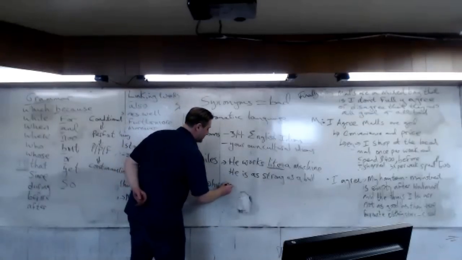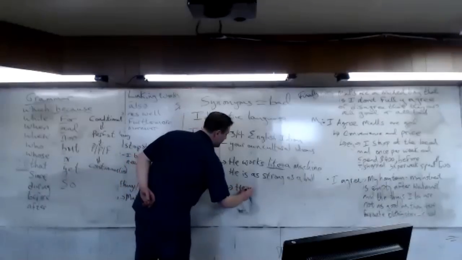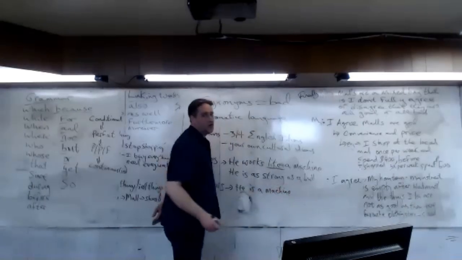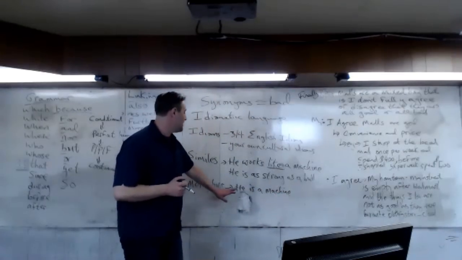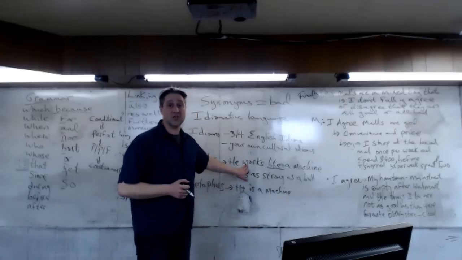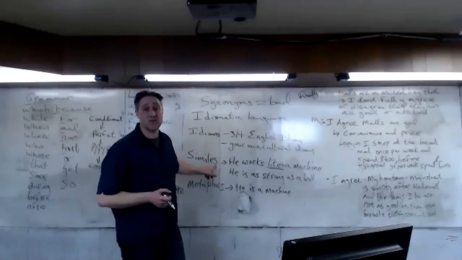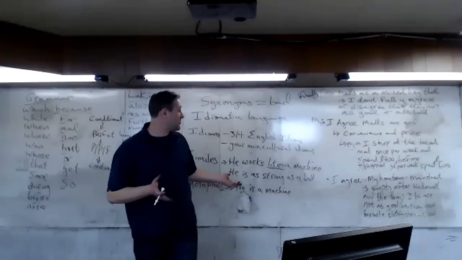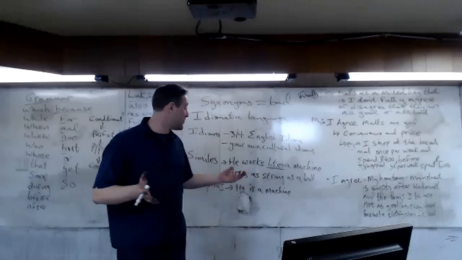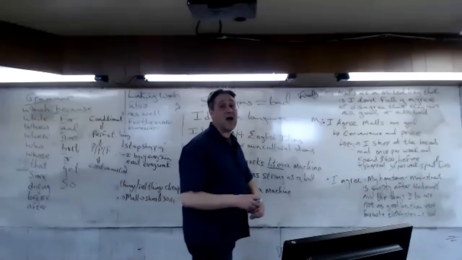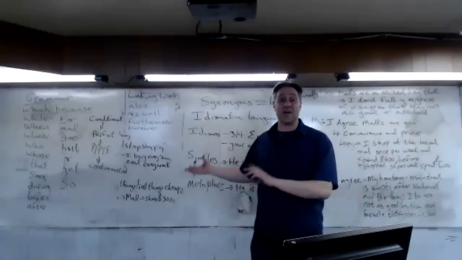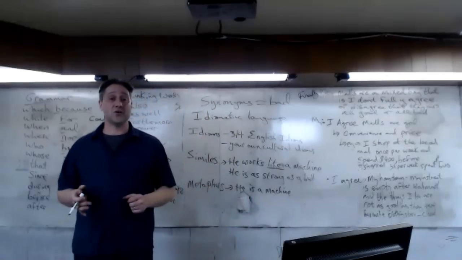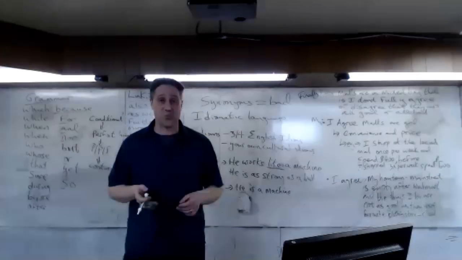Metaphor is a different one. Again, he is a machine. Someone who works and works and never gets tired, he is a machine. He works like a machine. There's the difference between a simile and a metaphor. Use these in your speaking and your writing. And this is how you get a great vocabulary score. It's all about having a big plan. If you plan a good task response, you get automatically a good vocabulary score, as long as you spell your words properly.